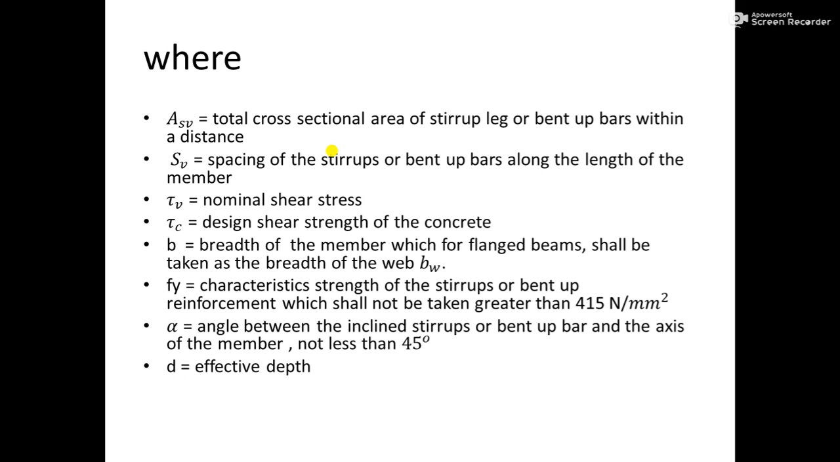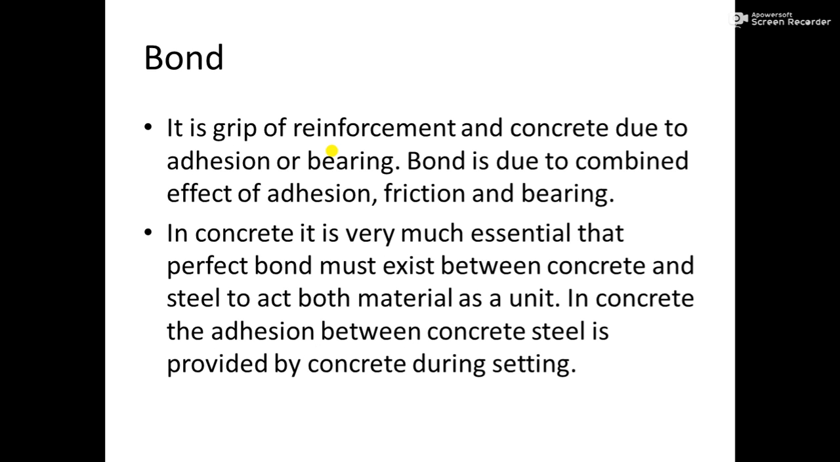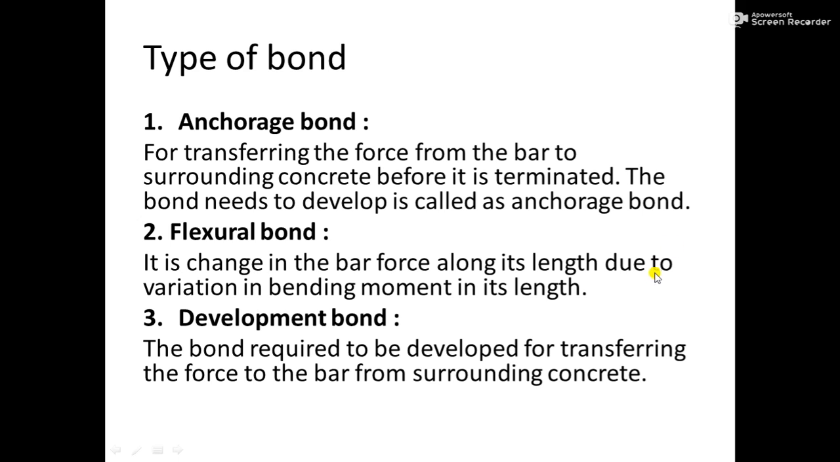Here Asv is the total cross-sectional area of stirrup legs or bent up bars within a distance Sv, the spacing of the stirrups or bent up bars along the length of the member, tau v is the nominal shear stress, tau c is the design shear strength of the concrete, b is the breadth of the member, fy is the characteristic strength of stirrups or bent up bars, alpha is the angle between the inclined stirrups or bent up bar and the axis of the member, not less than 45 degrees, and d is the effective depth. So we'll see the next point in the next lecture.